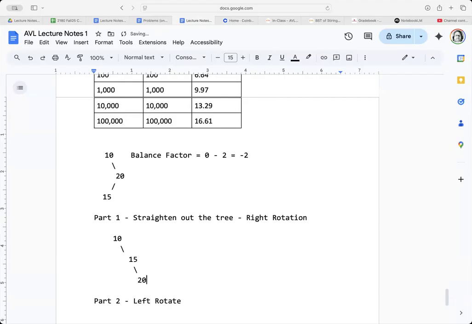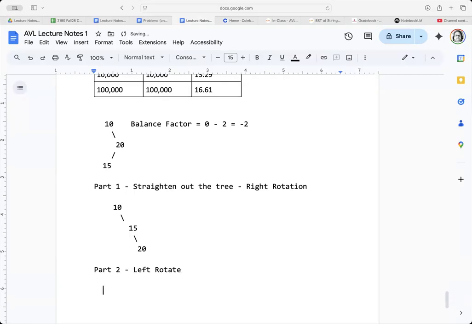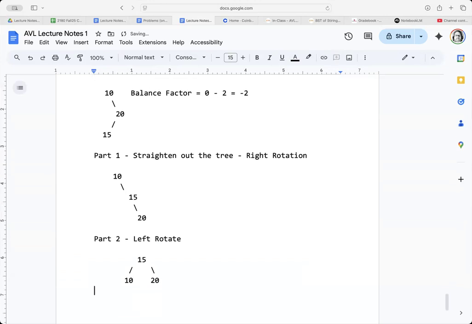Gets us that. Then the left rotate is where we pull the 15 up as the root, with a left child, a right child, the 10 over there, and the 20 over there. Okay. The balance factor there is 1 minus 1 or 0 at node 15. So that's how we straighten those out.